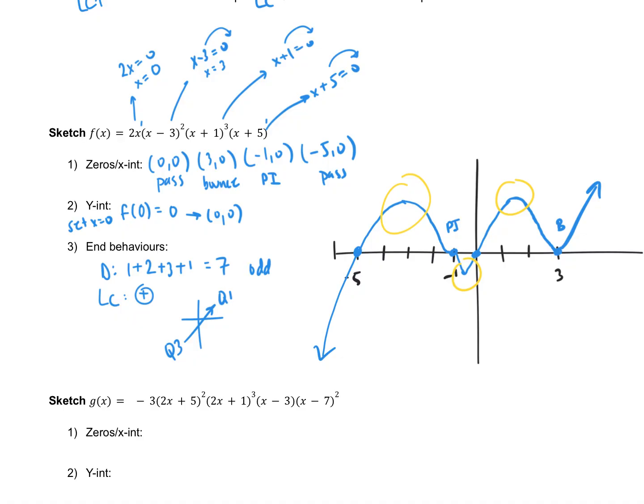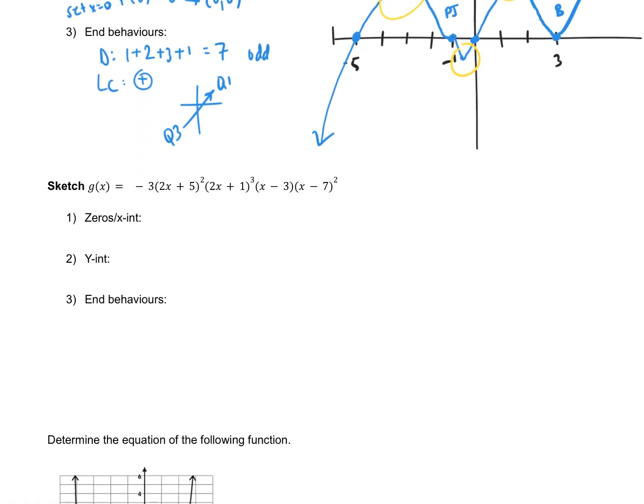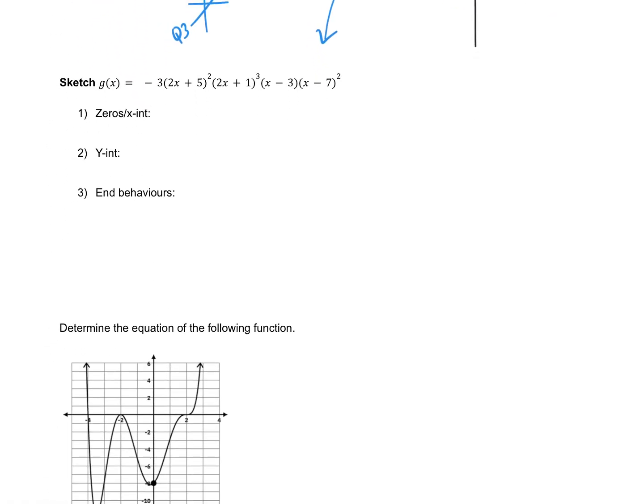Okay. Let's try one more. This one's going to be a little fancier. So I have that negative 3. It's not attached to an x, so no x-intercept from there.